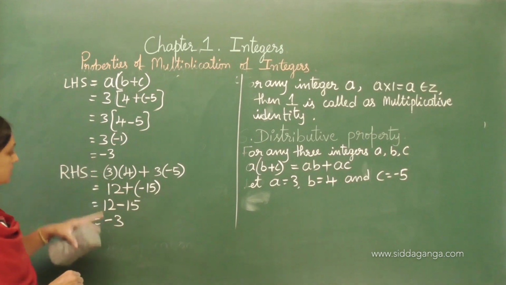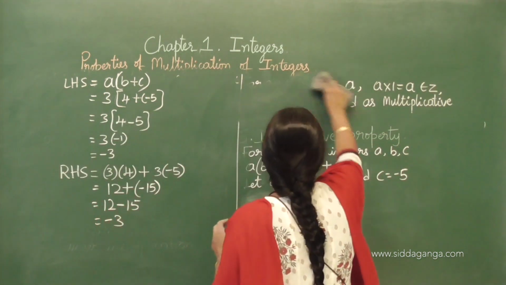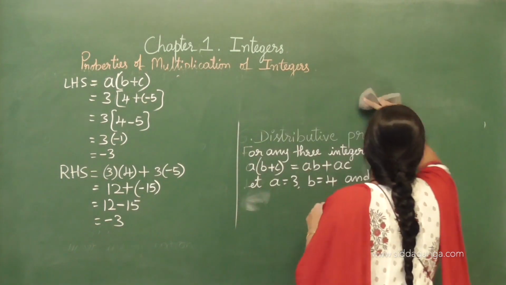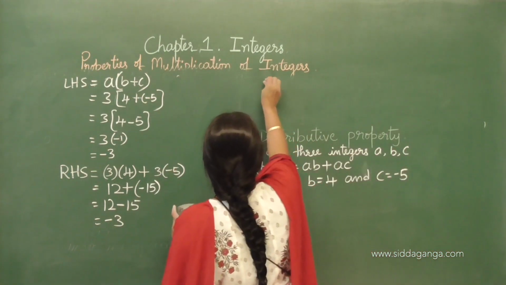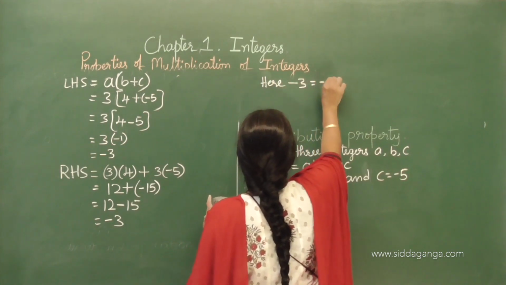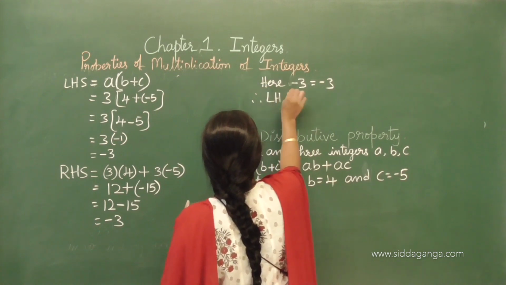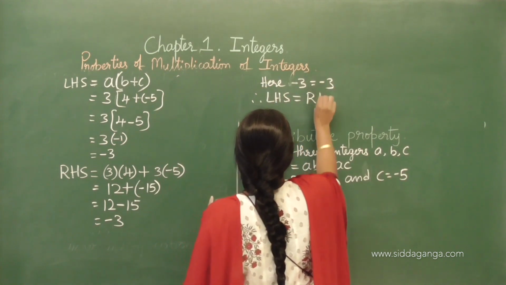Okay, what is LHS and what is RHS? They are same. LHS and RHS are same here. Then what can we write? Here minus 3 is equal to minus 3. Therefore, LHS is equal to RHS.